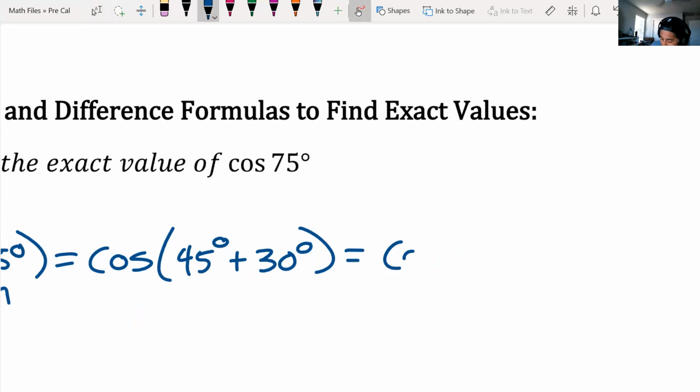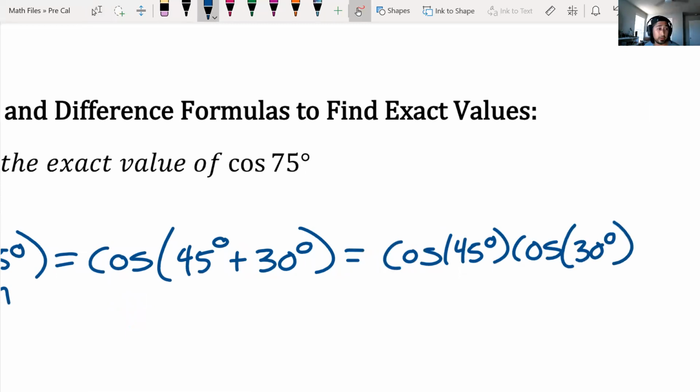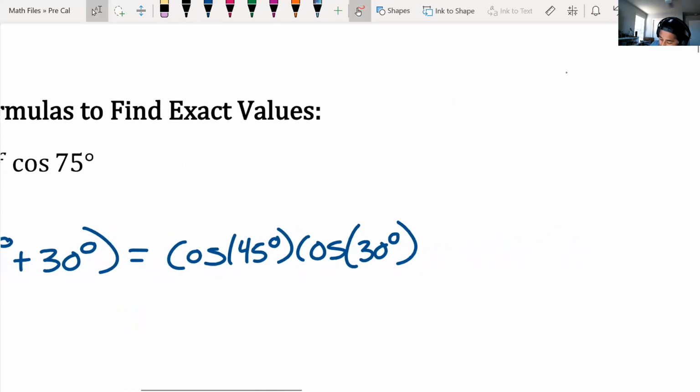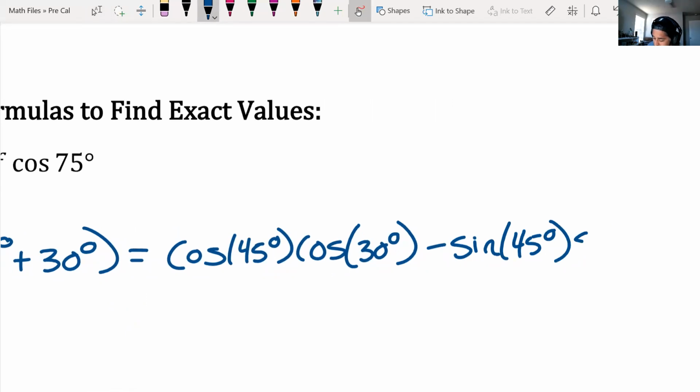This is going to become the cosine of 45 degrees times the cosine of 30 degrees minus the sine of 45 degrees times the sine of 30 degrees. Everybody cool with that? So again, we take 75 and we break it into angles that are actually on the unit circle. And now we use the unit circle again to multiply and evaluate and simplify this expression.